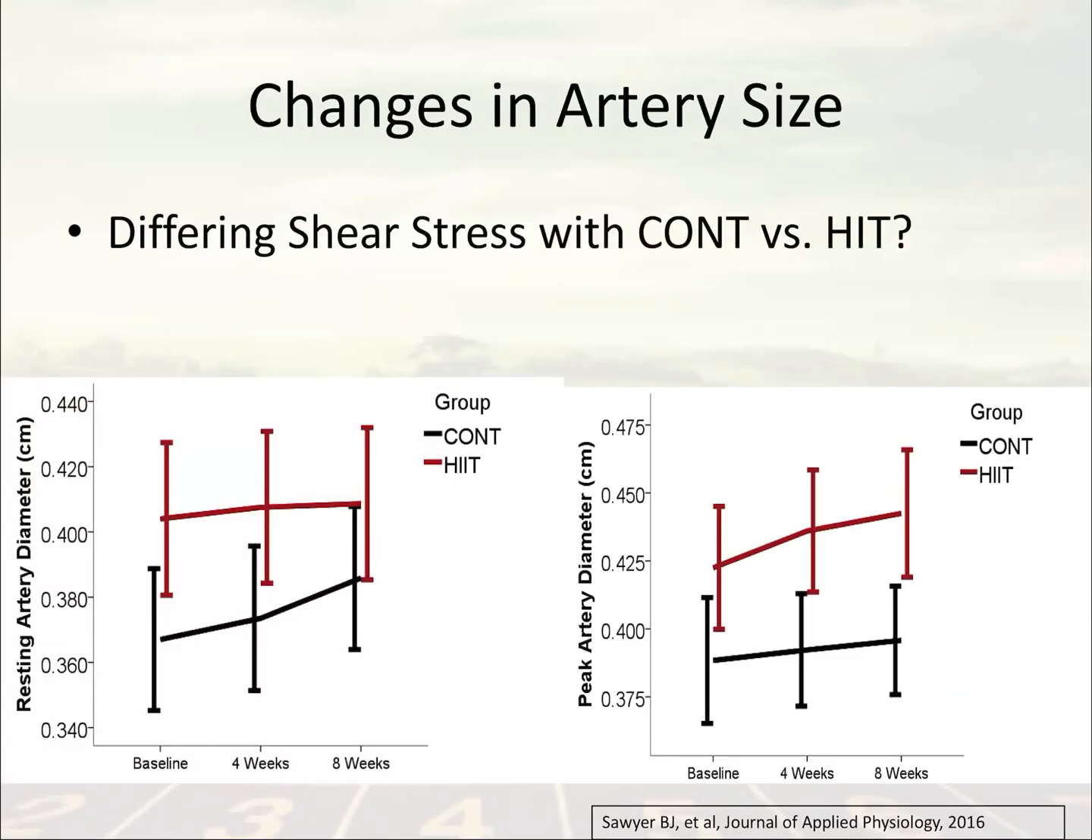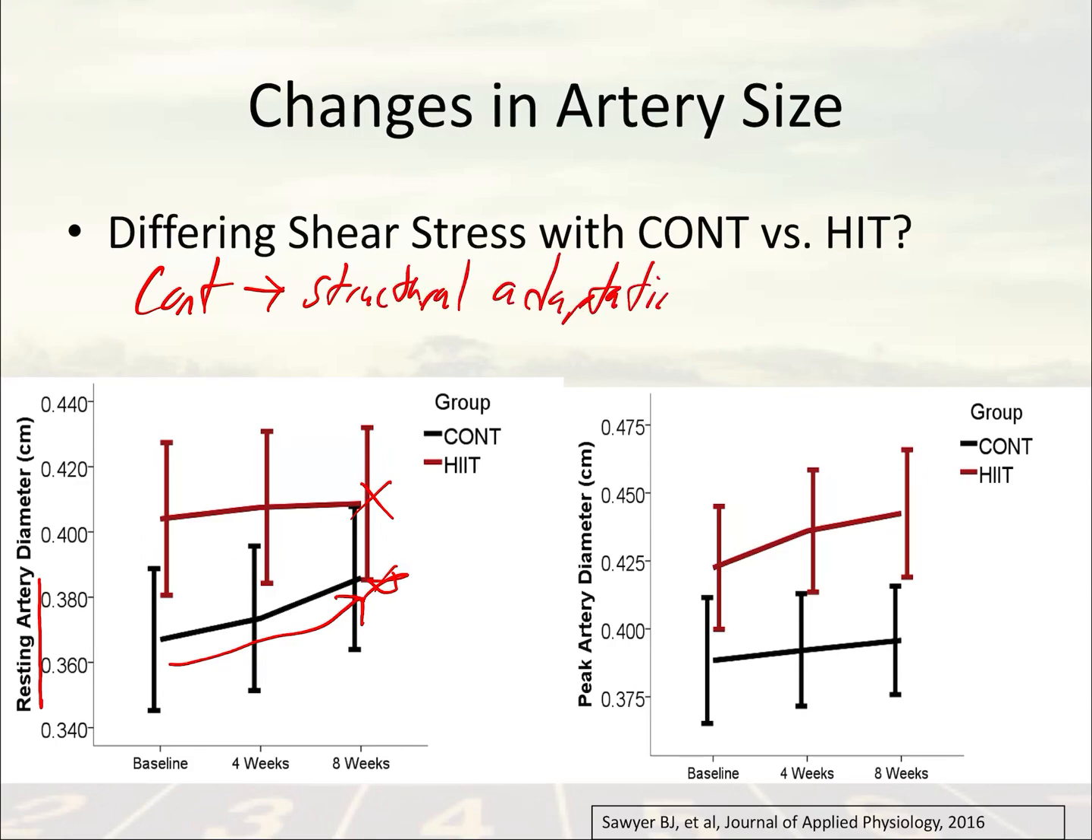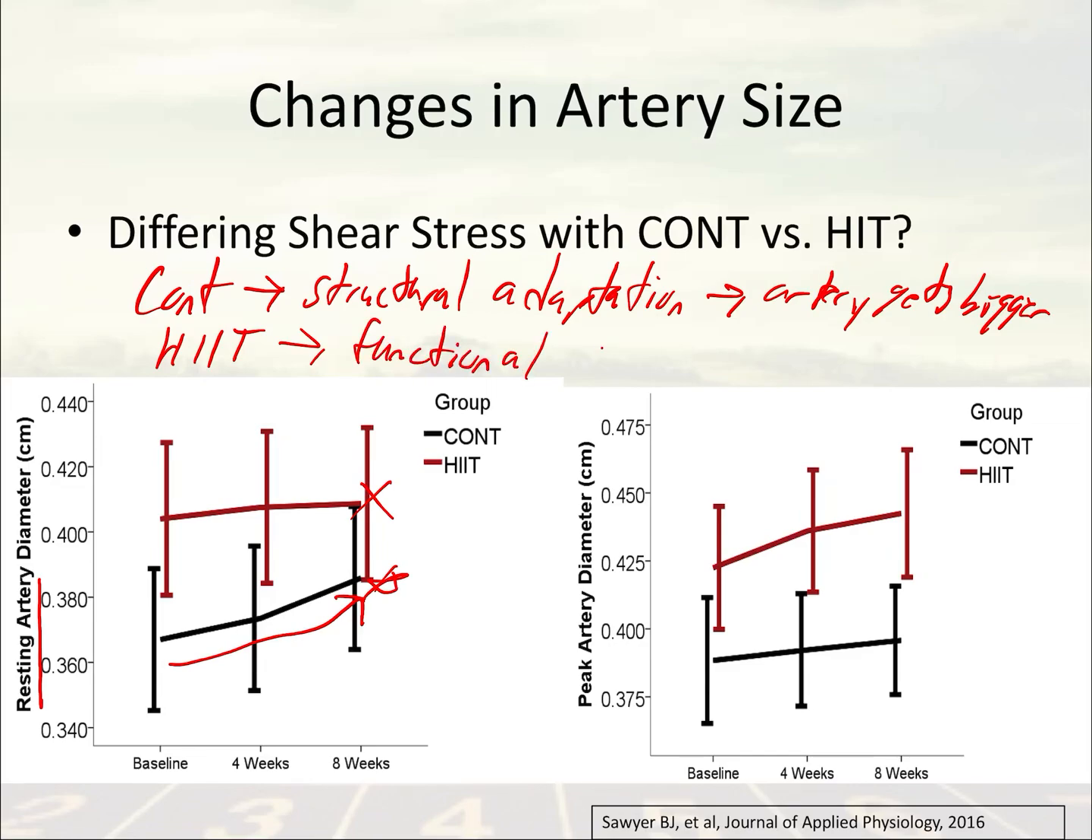Okay, the other interesting finding here was that resting artery diameter, the one that we measured before we pumped the cuff up, we saw in the continuous group actually increased, and that was a significant increase. In the HIT group, this did not change. So what we see with this is continuous led to what we call a structural adaptation, which means the artery gets bigger. Okay, whereas HIT led to a functional adaptation, which means it can vasodilate better. And that's what we saw, and that was our conclusion. So interesting stuff for sure.